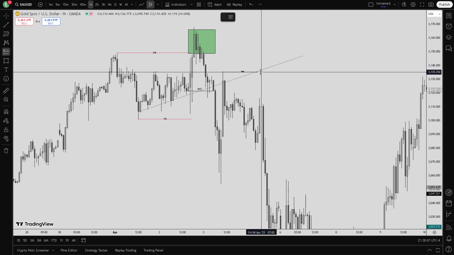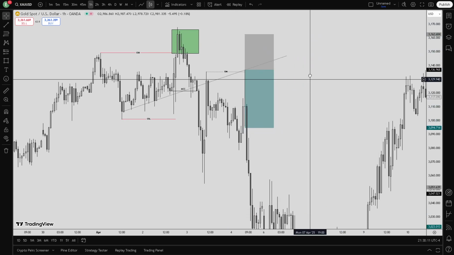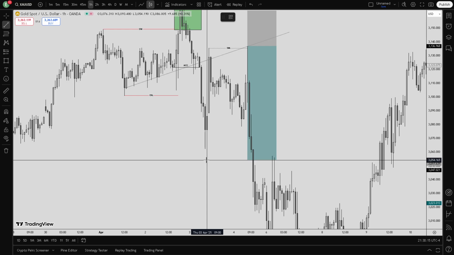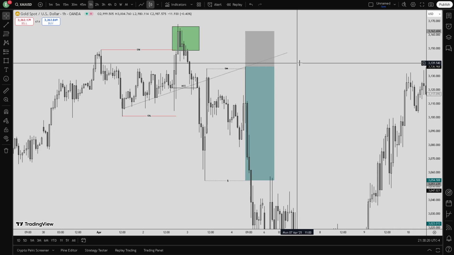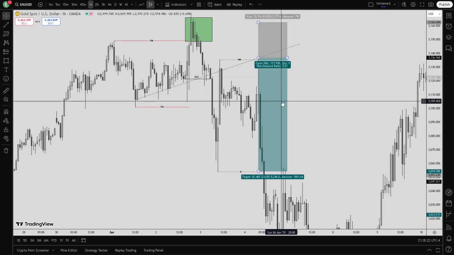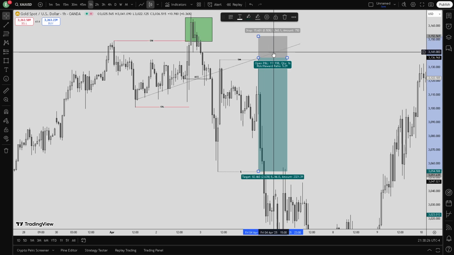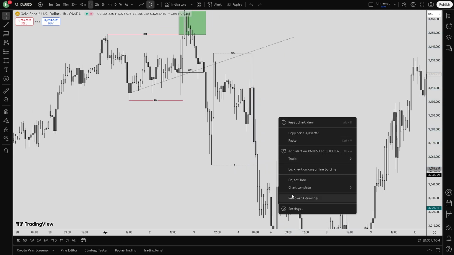So basically I would have been entering here, with the stop loss at the high and aiming at some liquidity, because markets move with liquidity. Liquidity is always a TP. So this and this, making this trade a 1 to 5 risk to reward.